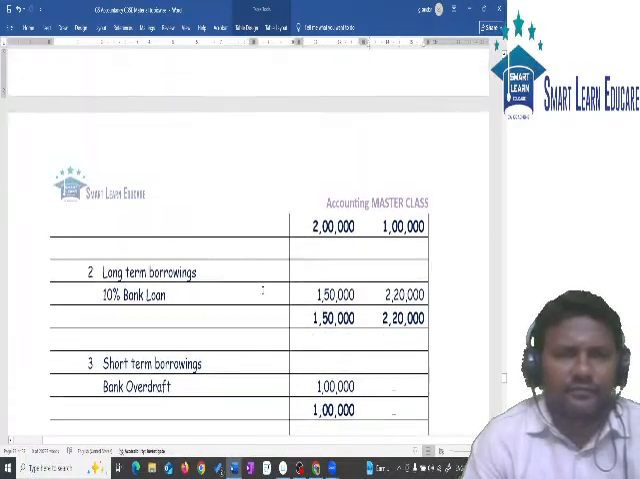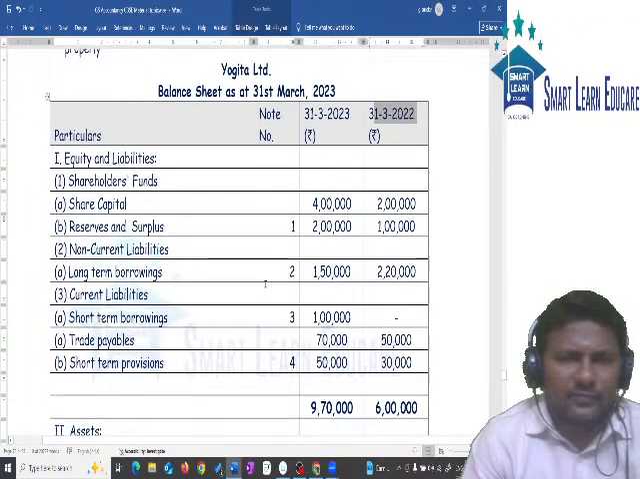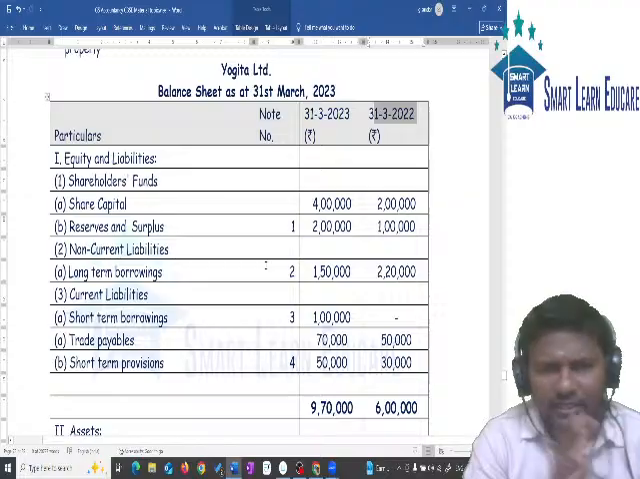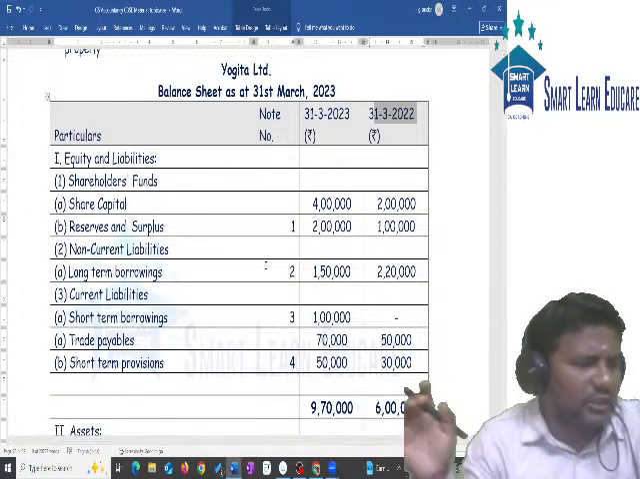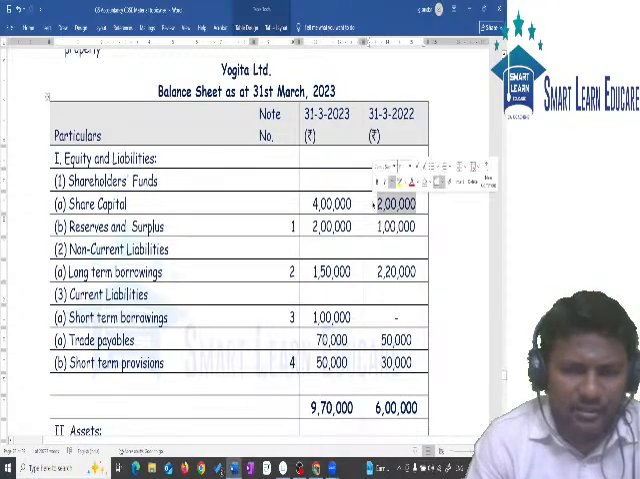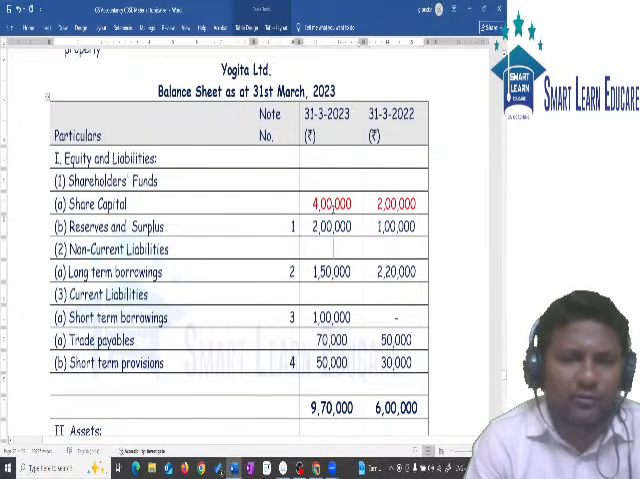First one, read the first one. நான் ஒரு இன்ஃபர்மேஷன் முடிச்சதுக்கு அப்புறமா அதை ரெட்ல ஹைலைட் பண்ணிடுறேன். ஸோ நீங்கள் கம்ப்ளீட் பண்ணிட்டீங்கன்னா we can proceed further. Opening balance of share capital 2 lakh. Closing balance of share capital 4 lakh.